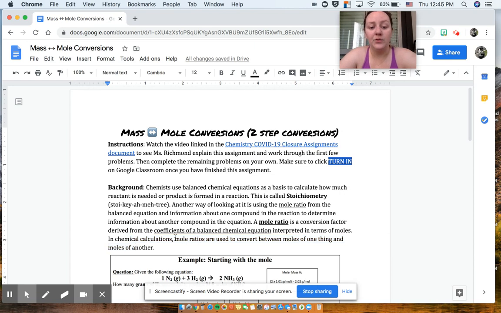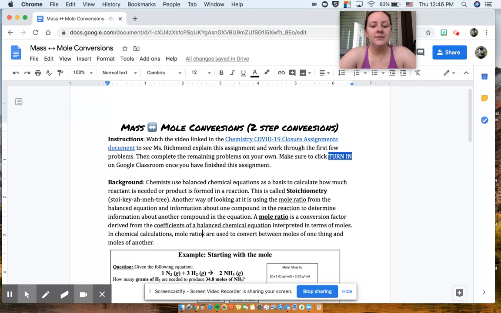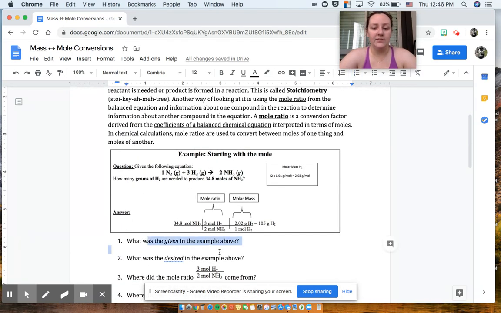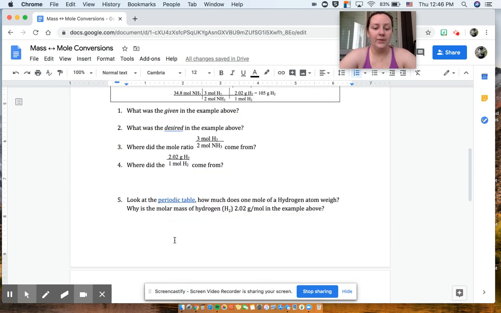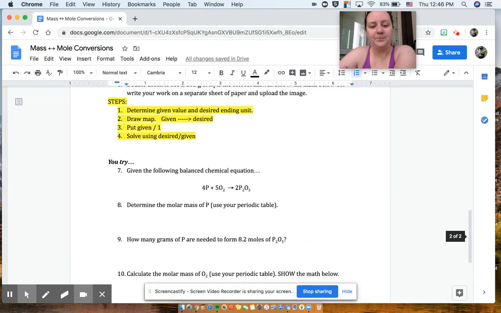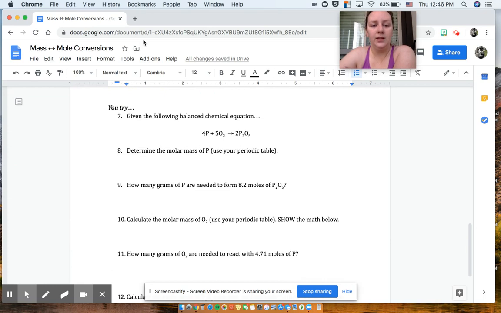So this week we're going to not only use the mole ratio to convert between two different substances in a balanced chemical equation, but we'll also use molar mass to convert even one step further. The first example is given to you. I'm not going to go through this. We did this in virtual classroom, but that's questions 1 through 6. They're showing you here's a question and here's how they solved it. So come back and look at this if you feel like you need more guidance after I go through number 8 and 9. So we're going to do 8 and 9, the first part of the You Try Now.